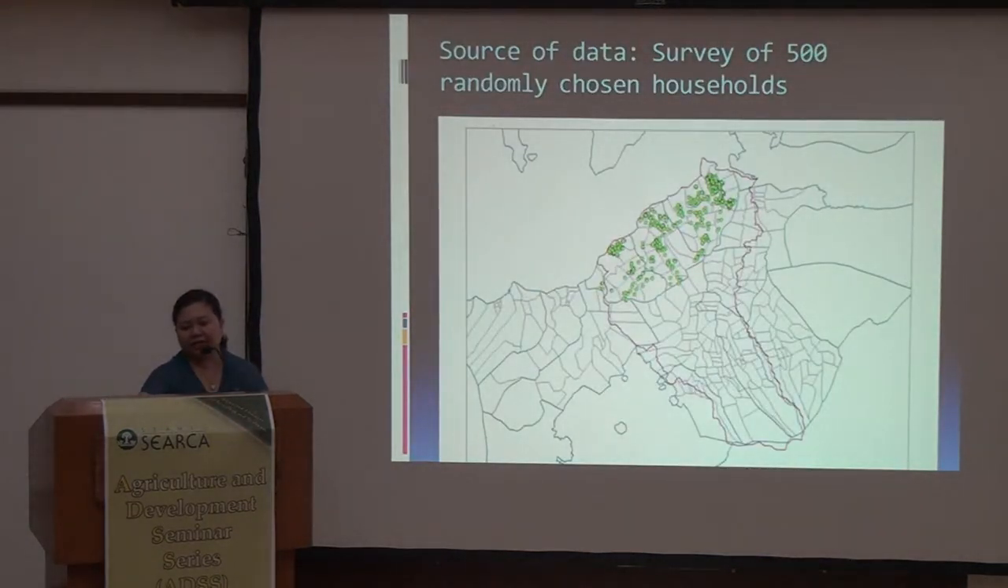So this is our study site and the location of the households that we interviewed in our survey. So, 500 randomly chosen households, just to emphasize the randomness of our sampling design.